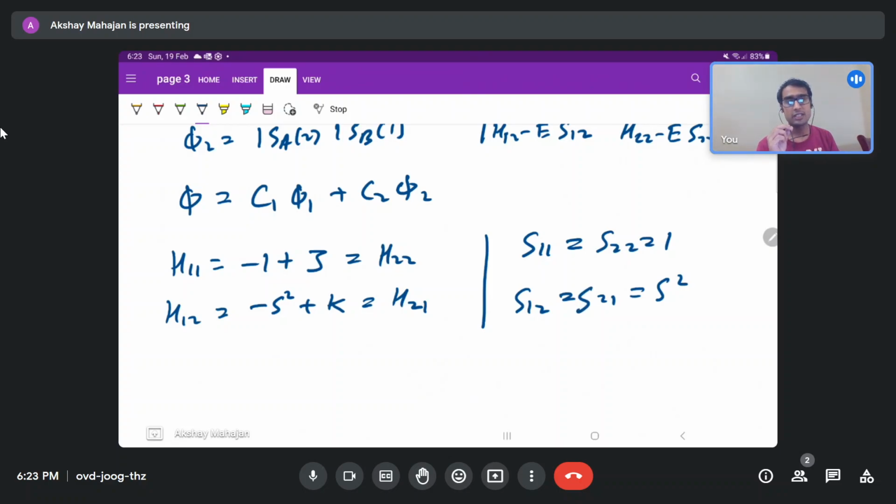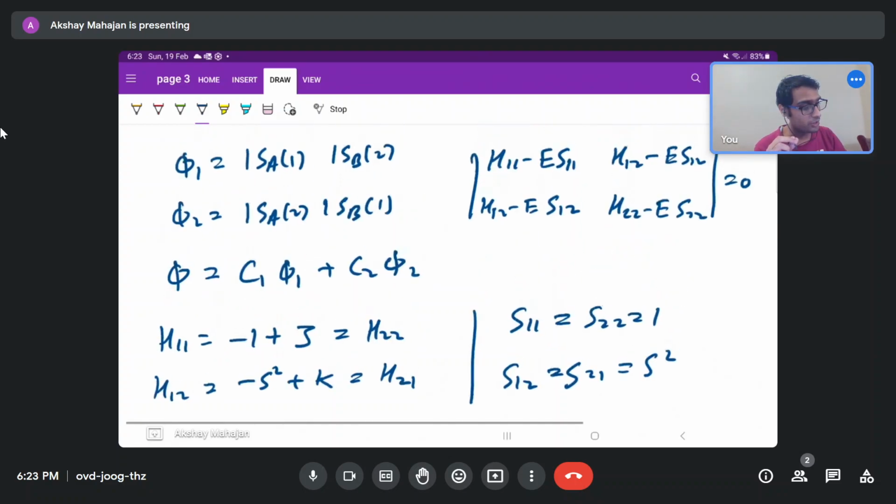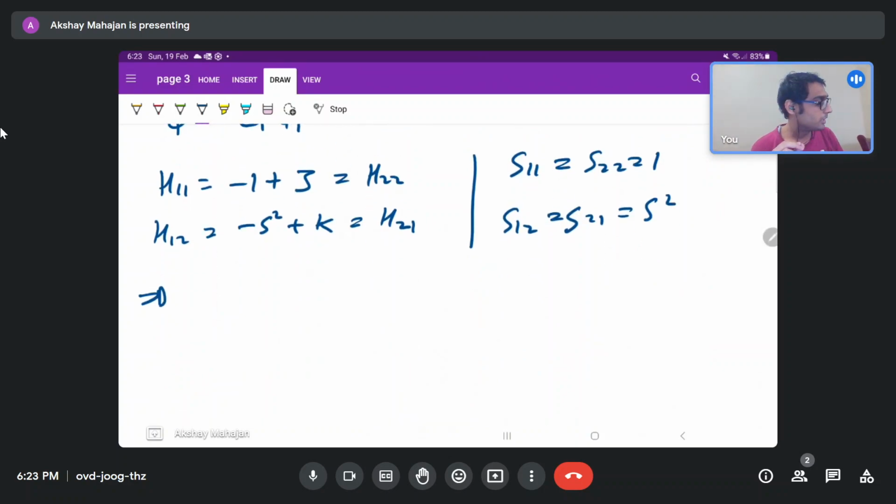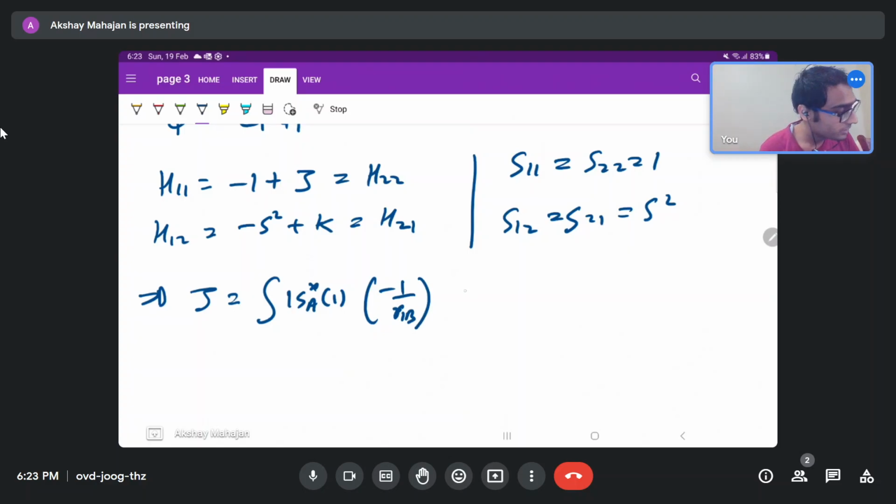This has been done in the class, so that is just a quick revision, and using this you determine the energy value. One thing that I will point out is the Coulomb integral terms. Let's just discuss what these J integrals look like and how to see that this is a J integral. The J integral in this case was coming as 1SA star of 1 minus 1 upon R1B and 1SA of 1, d of R1.